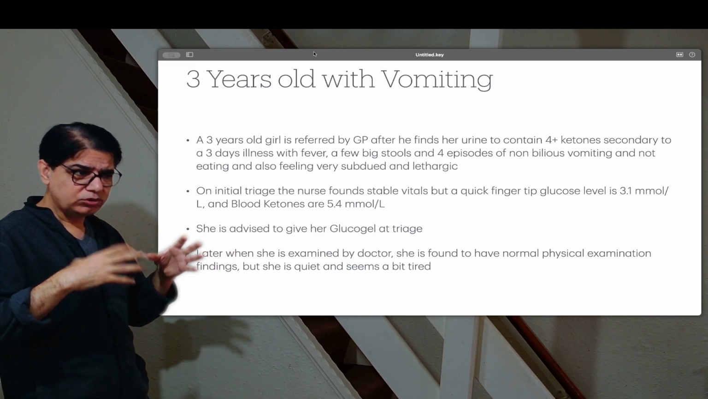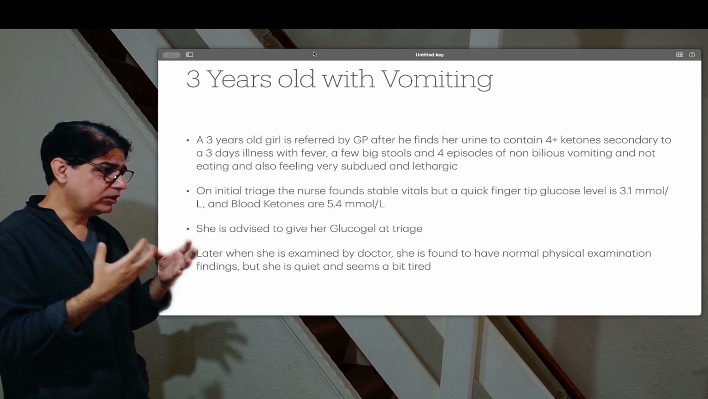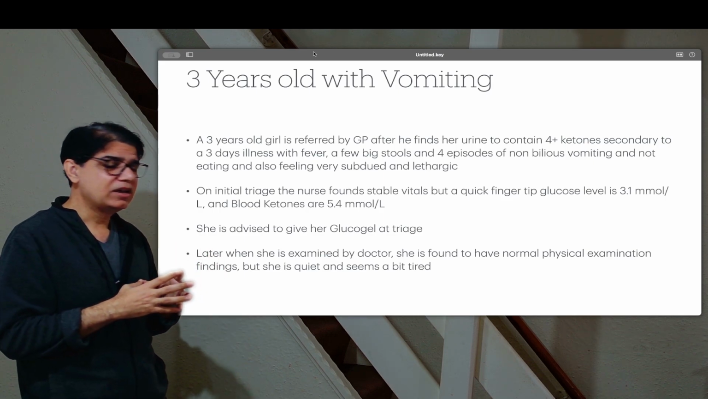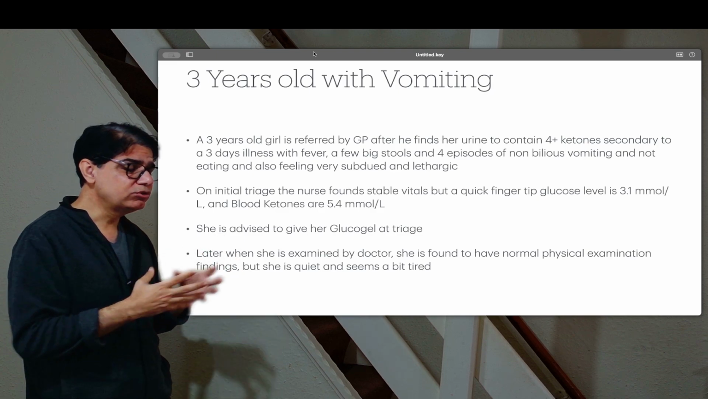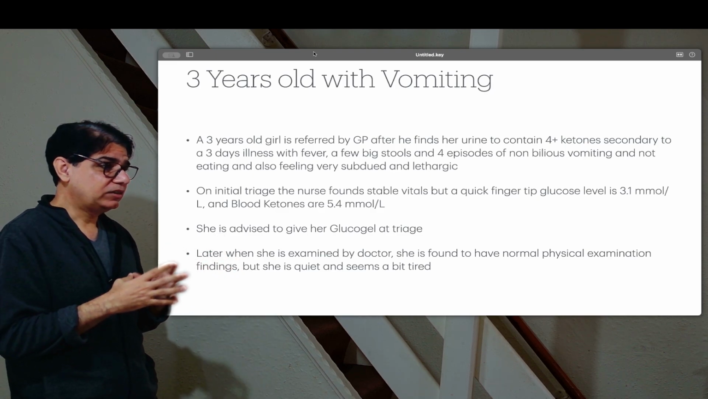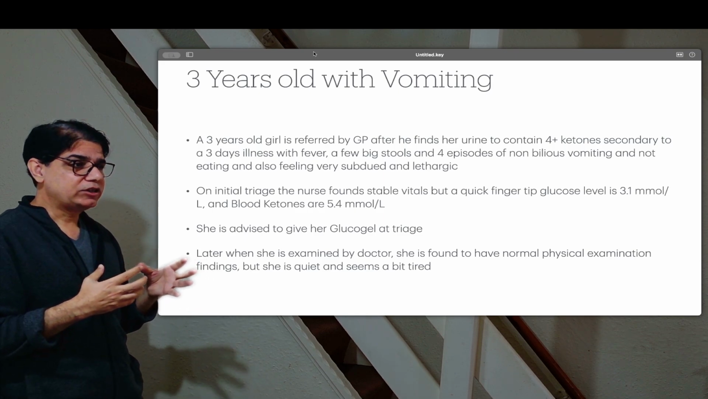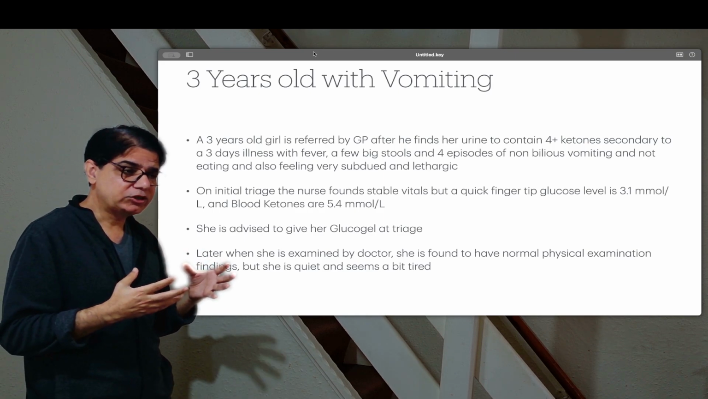Now, the doctor took the history, which was the same. She had a few days of non-bilious vomiting, 2 to 3 days, mild fever, few bouts of bulky loose stools, and that was it. On examination, there was nothing abnormal. Throat was fine. Chest was clear to auscultation. There was nothing on the abdominal examination.